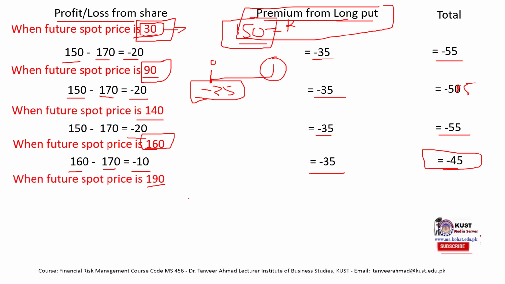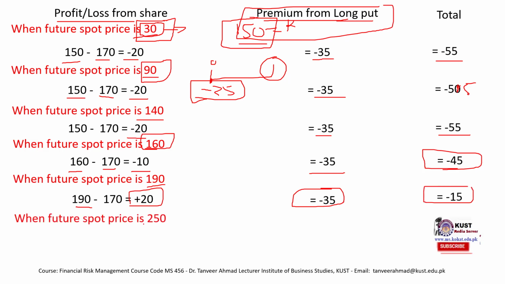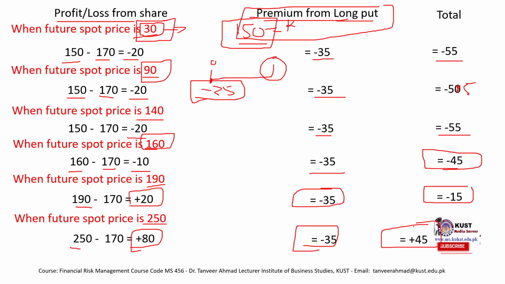What if the future spot price is 190? You again sell at 190 instead of 150. Your profit from this position, your loss from premium, total loss. What if the market price is 250? You sell it at 250, your profit from ownership of the stock, your loss from the premium, and your total profit is 45.